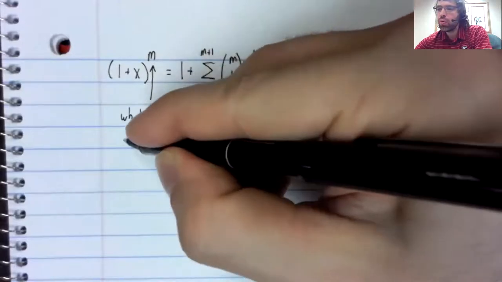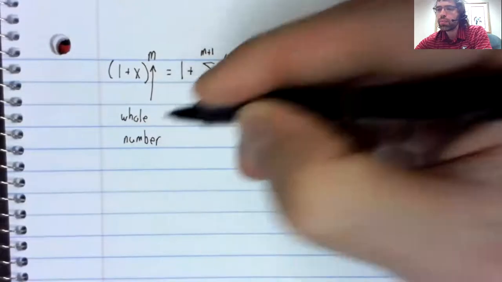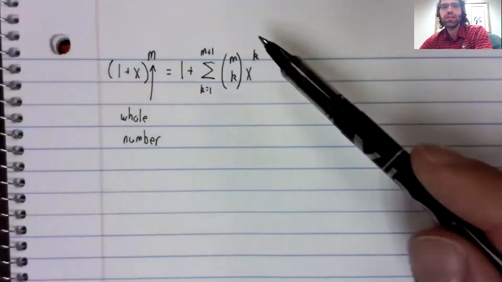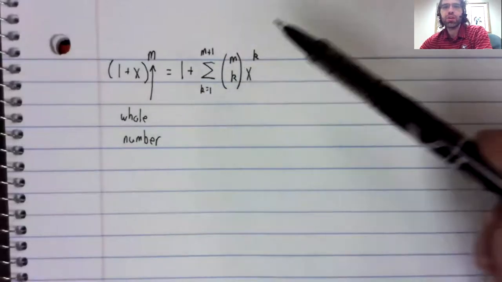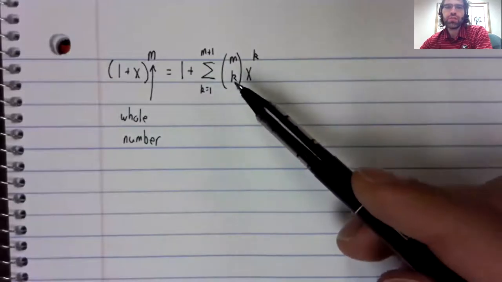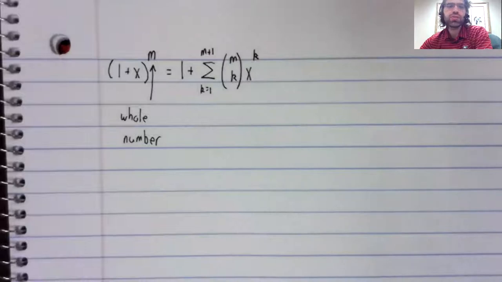is a whole number. It says that 1 plus x to the power of m is some finite polynomial, where the coefficients of the polynomial are m choose k.